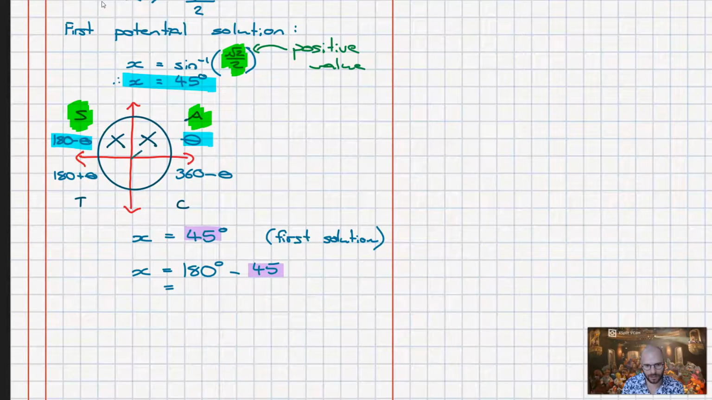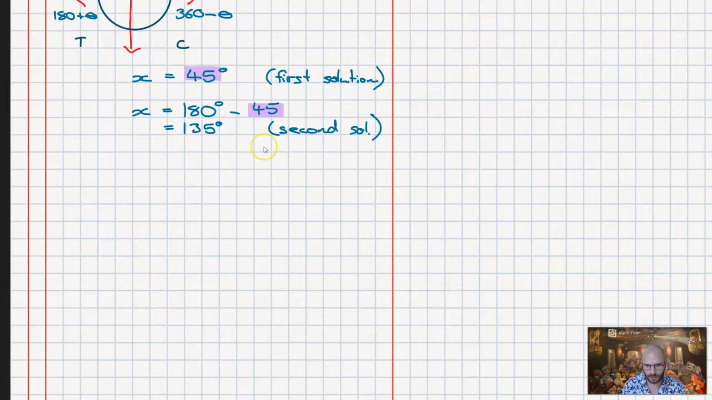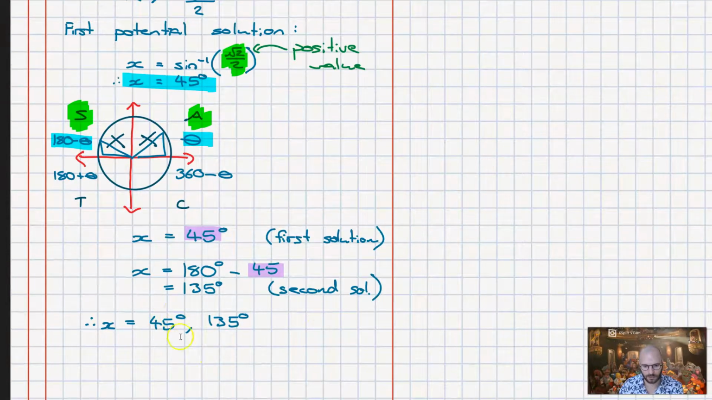Reason being is that if we have a triangle over here which represents our theta, we're expecting a mirror image triangle over here representing our other theta. And therefore, the value of x for our second solution is going to be 135 degrees. And we say that's our second solution. Thus, in conclusion, the values of x that satisfy the equation are going to be 45 degrees and 135 degrees respectively. So this is our first quadrant solution and this is our second quadrant solution.